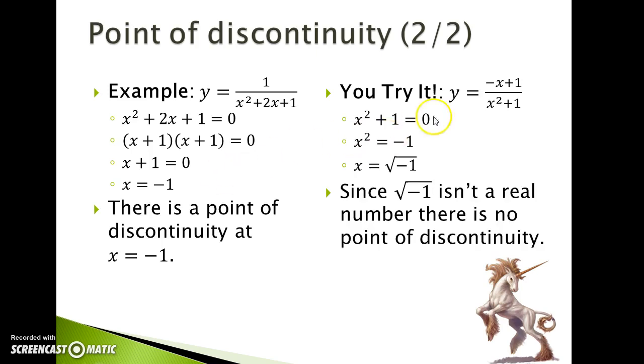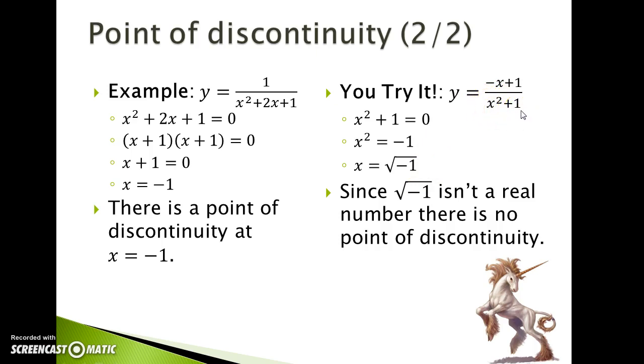Hopefully this is what you got. Hopefully you realized when you solved this problem you ended up getting x equals the square root of negative 1, hence our imaginary unicorn right here. Since the square root of negative 1 is not a real number, there is no point of discontinuity.